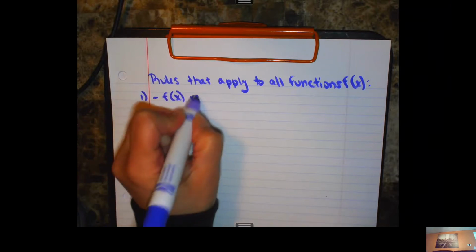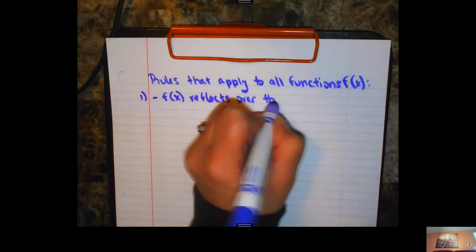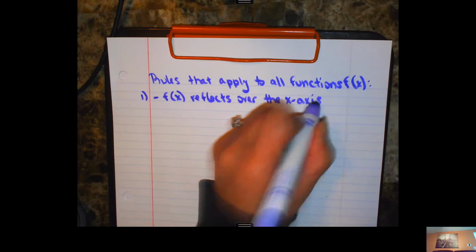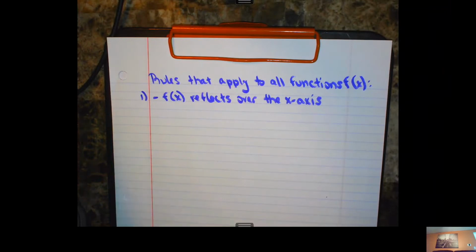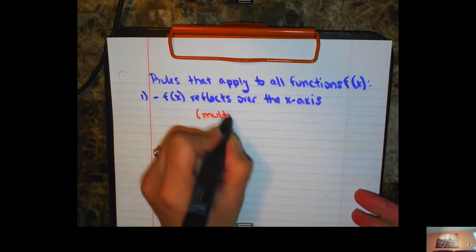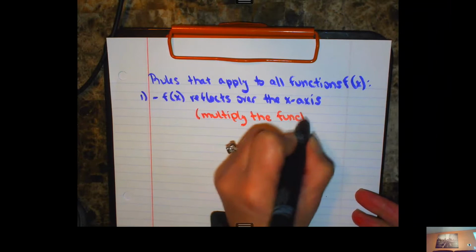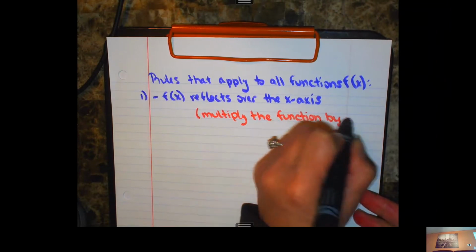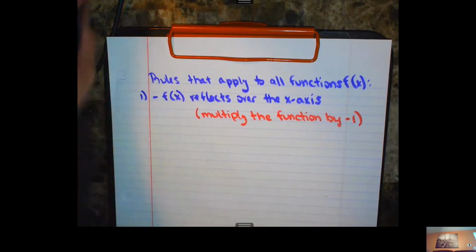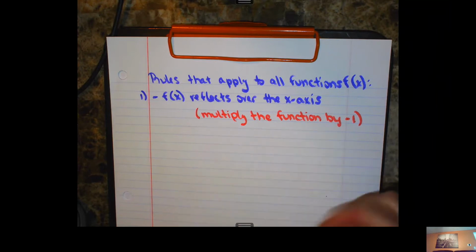So can you write reflects over the x-axis. And you're going to notice that your function just gets multiplied by negative 1. So I'm going to put multiply the function by negative 1. Our y values change in the graph, but when we're changing the equations, which we'll apply in a minute, we're going to multiply everything in there by negative 1.